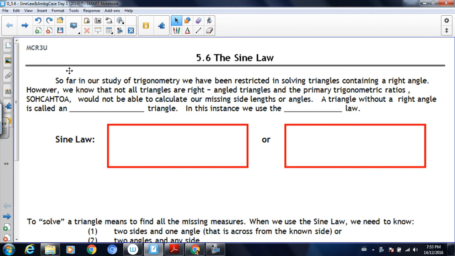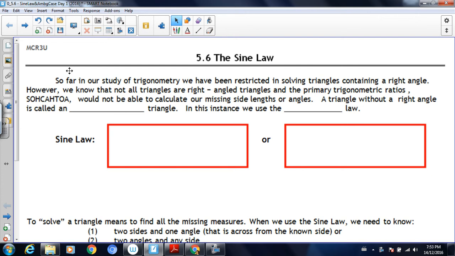Okay, today guys we're going to learn the sine law. Now the sine law is something that you've done in grade 10, so it should be a review. However, we are adding something new to it that you haven't learned. This first part of the lesson is going to be a review, and then we're going to do an investigation, and that investigation will help us determine the new part of the sine law that you haven't learned.